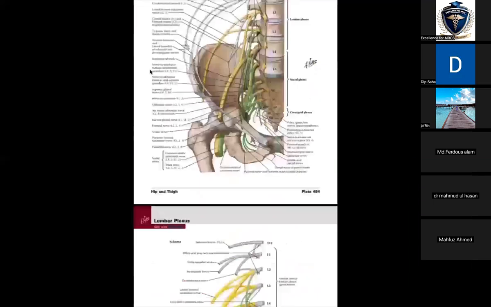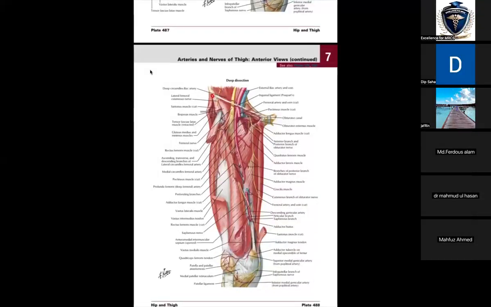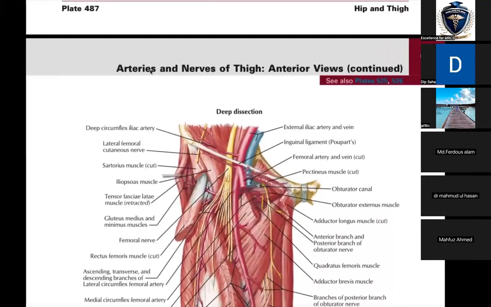So just have a look at this picture. Basically, this is the anterior superior iliac spine, and this is the symphysis pubis. Just lateral to the symphysis pubis is the pubic tubercle. And a ligament, originating from the external oblique muscle, is known as the inguinal ligament.